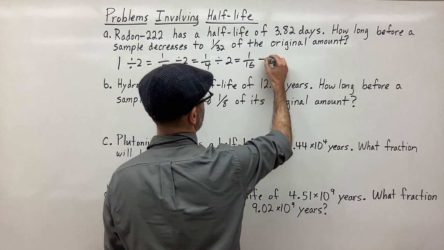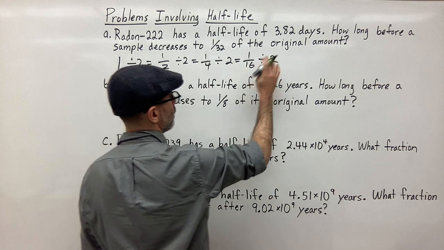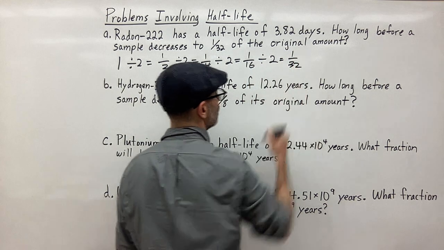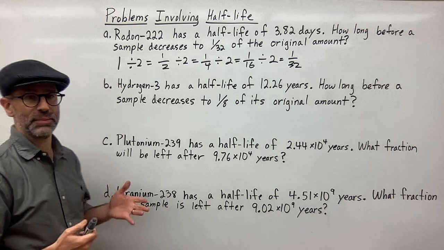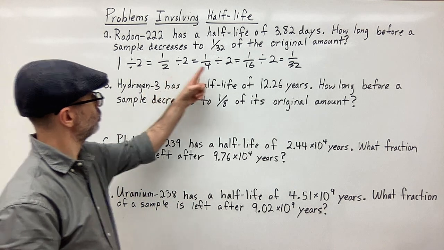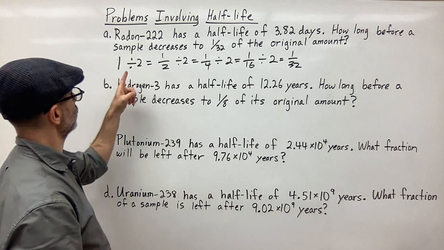And then I divide that by a half again, or divided by 2, I should say, divided by 2 again, and I get 1/32. So how many times did I have to divide by 2? 1, 2, 3, 4. Let's make sure that's right.